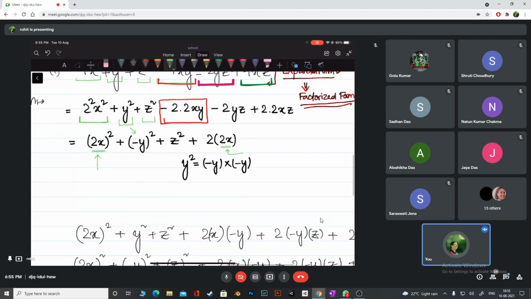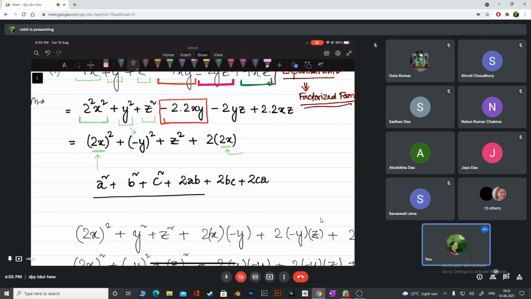Because I'll show you, okay? What is our formula? You know, our formula is a square plus b square plus c square plus twice a into b plus twice b into c plus twice c into a. That's why, check. After 2, what should I write? I've written a square, b square, c square. After 2, what should I write here? What is this?